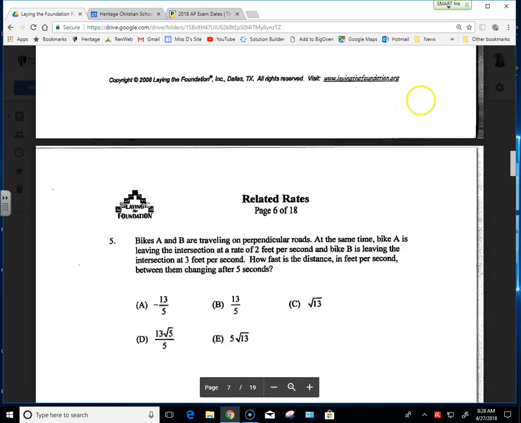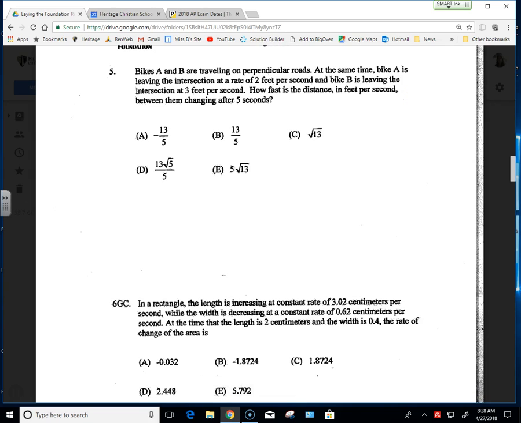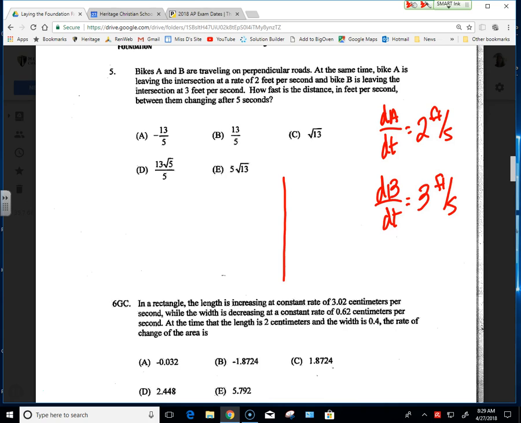Okay, any questions on number 3? Okay, number 5? Yes. Bikes A and B are traveling on perpendicular roads. At the same time, bike A is leaving the intersection at a rate of, you guys okay if we use dA/dt for bike A? Is that okay? Yeah. Okay. So we know dA/dt for bike A is equal to 2 feet per second. And then bike B, we have dB/dt is equal to 3 feet per second. And they say traveling on perpendicular roads, how fast is the distance between them?